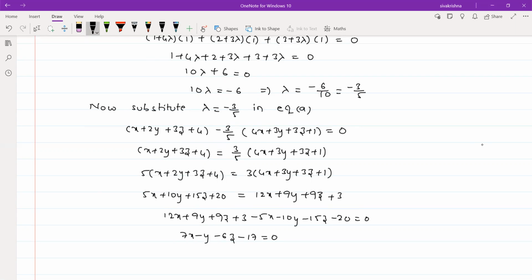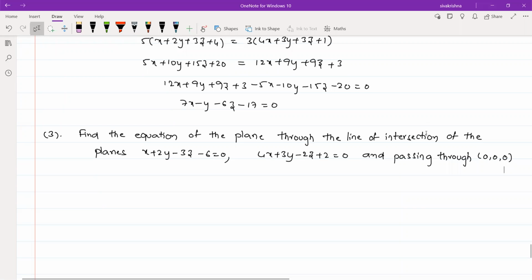So this is the required plane equation passing through the line of intersection of the two planes, and also perpendicular to another plane. In this way we have to find the required plane equation.